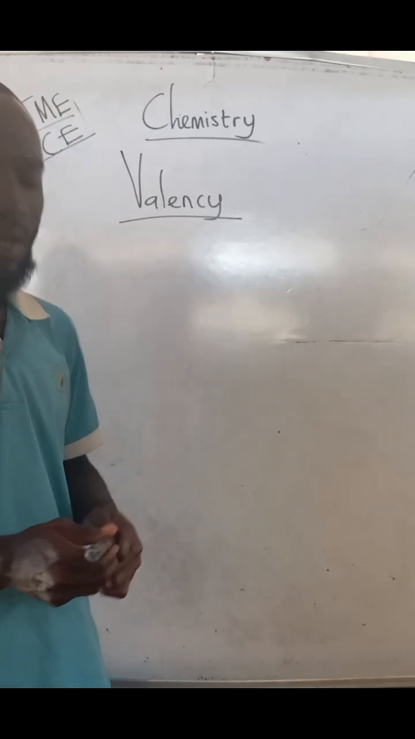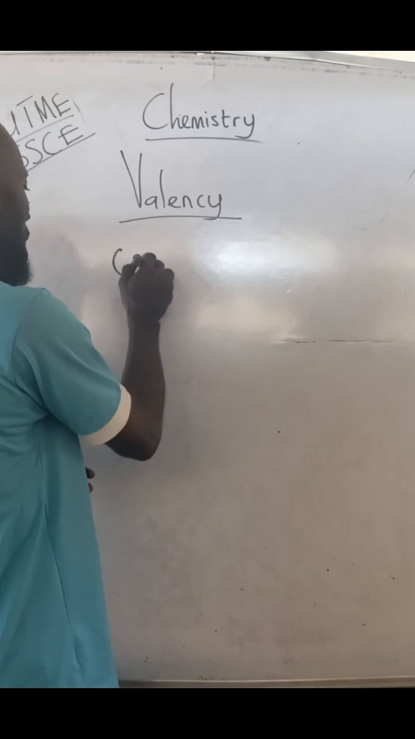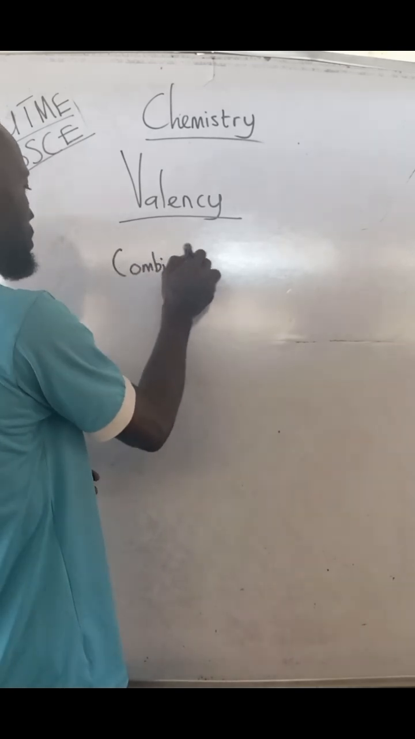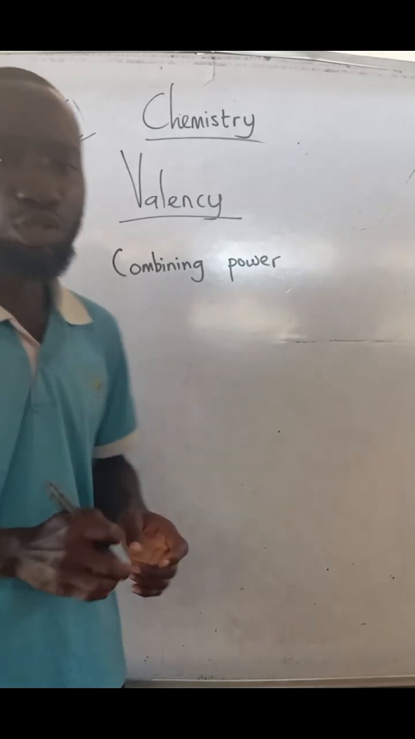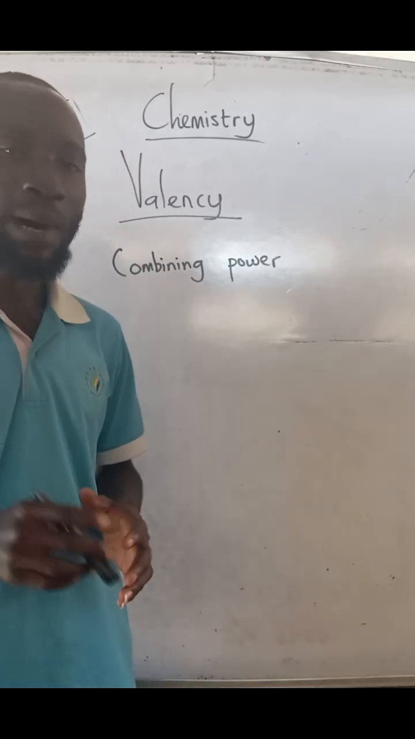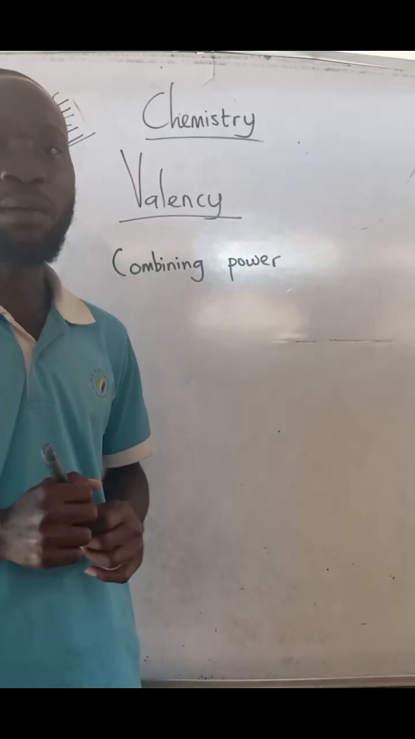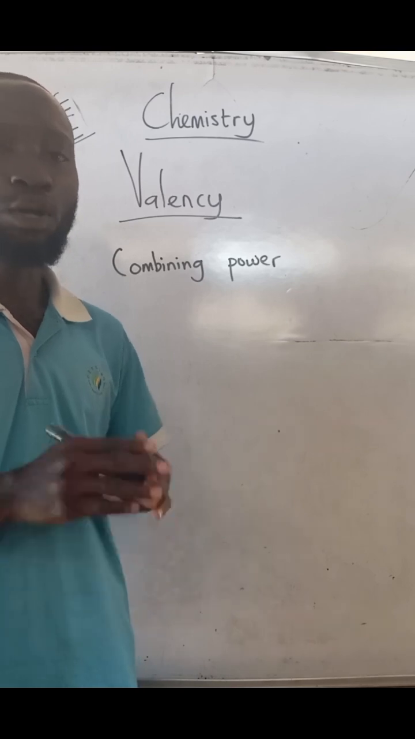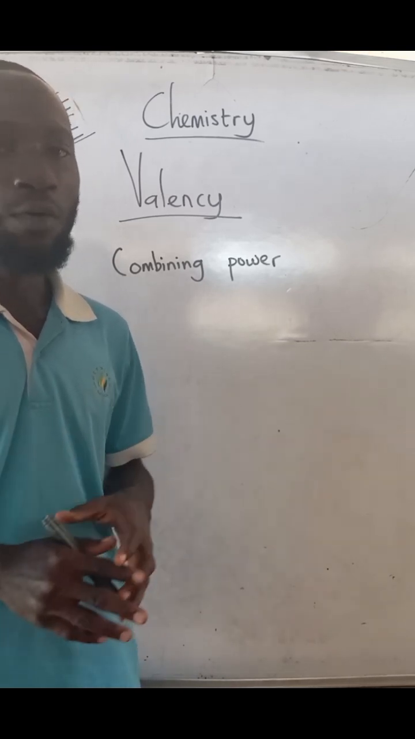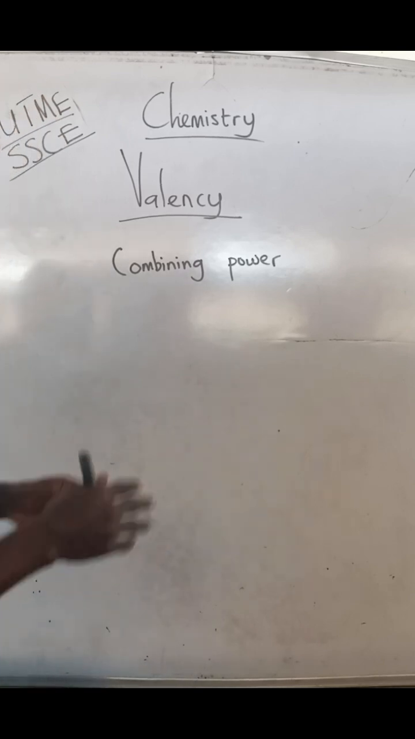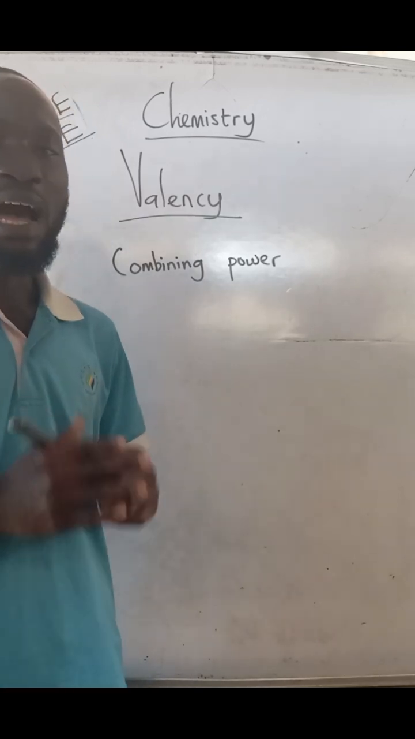Now what is valency? Valency means the combining power of an element. I told you in my previous video, just go and check it, that the reason why elements want to combine is that they want to look like the noble gases. They want to have the octet or the duplet state of configuration, which means that they want to have the maximum of 8 electrons in their outermost shell.